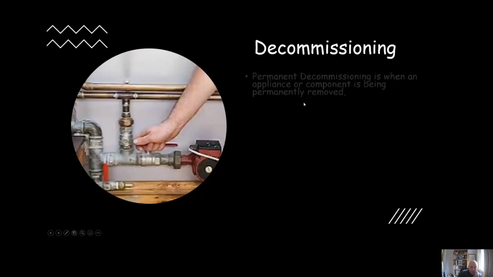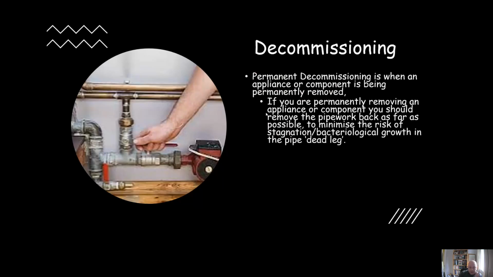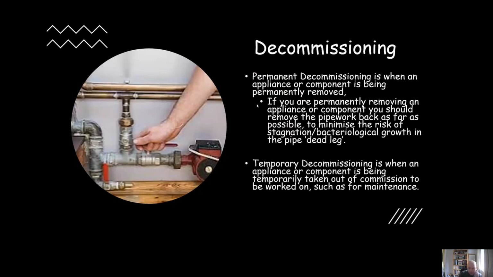So firstly, we're going to look at what decommissioning is. There's two types of decommissioning we need to be aware of. Permanent decommissioning, which is when you're completely removing something and you're not going to replace it. And there's temporary decommissioning, where you take something out just to work on it and you're going to put it back in place again.